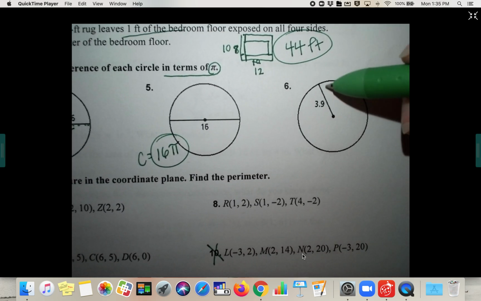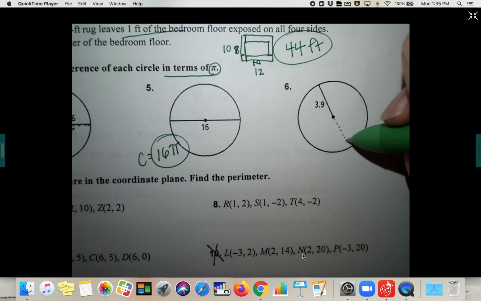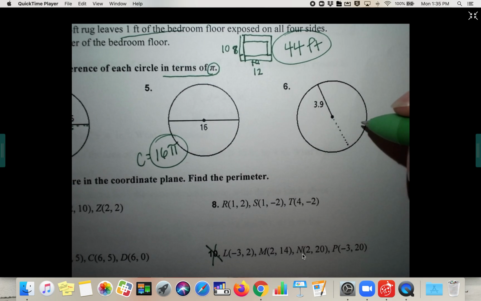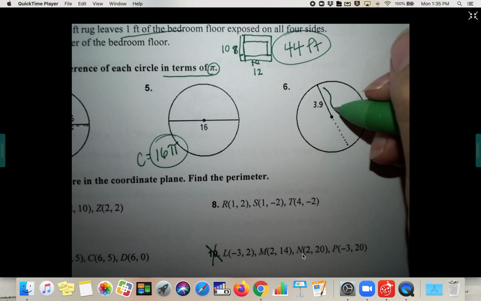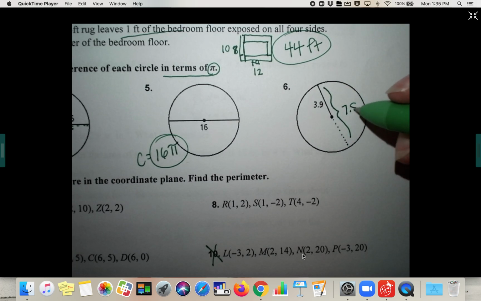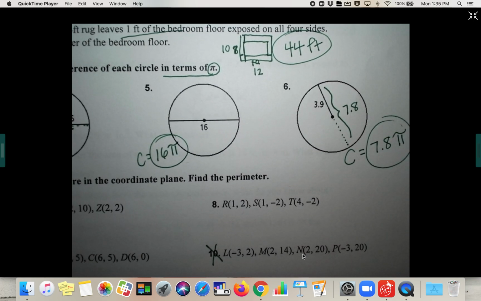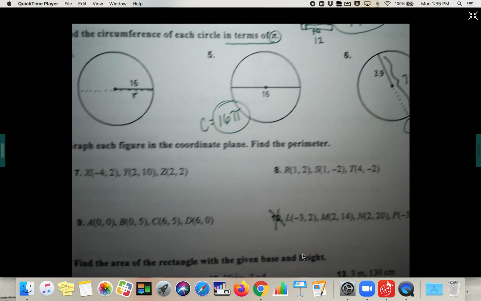Number 6, if the radius is 3.9, that means the entire diameter is 7.8, I believe. So this would be circumference equals 7.8 times pi. All right, moving on to number 7.